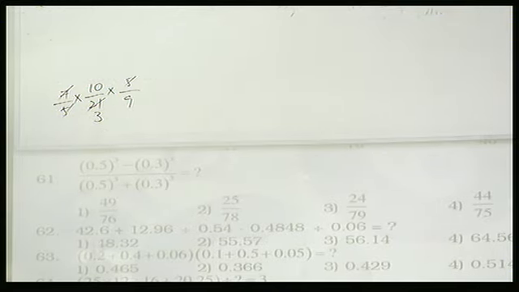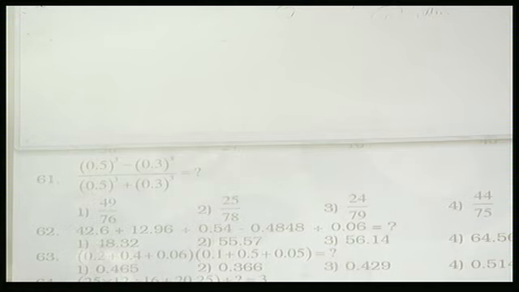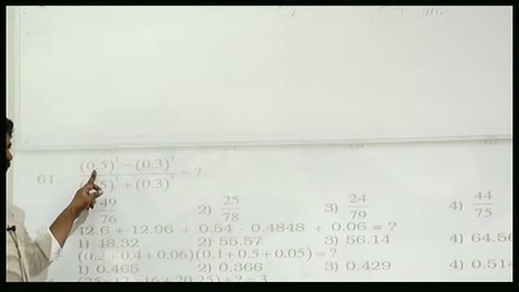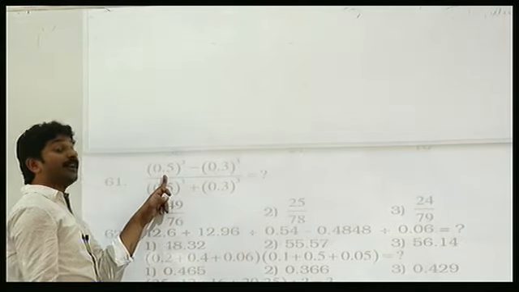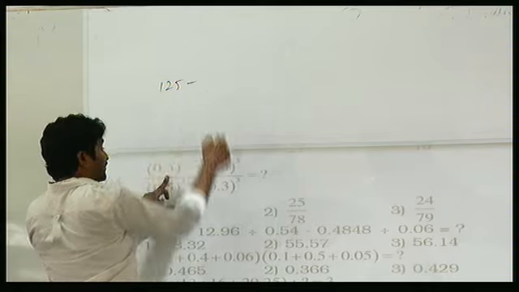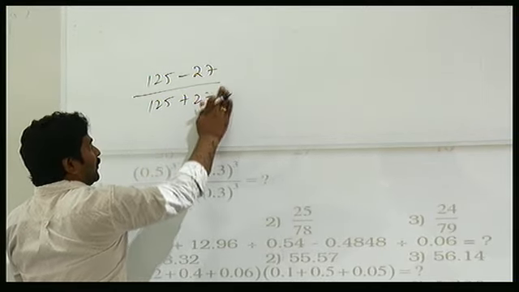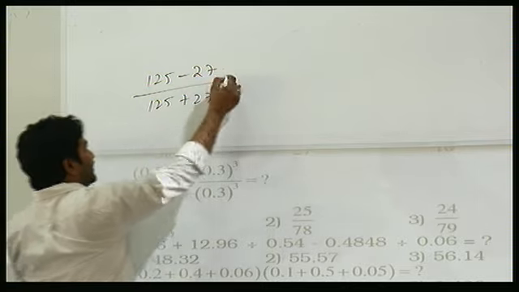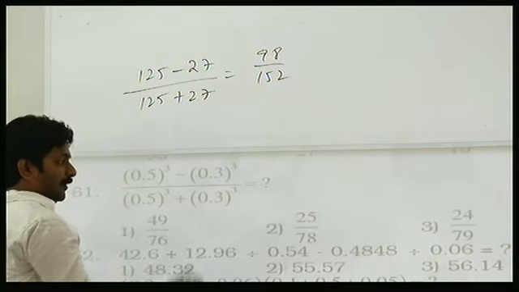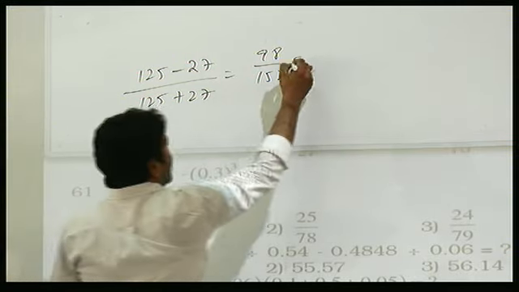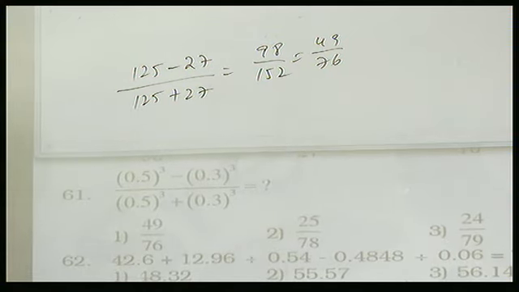Next 61. Let's multiply the numerator and denominator values with 10 cube. 10 cube, it becomes 5 cube, 3 cube. What is 5 cube? 125 minus 3 cube, 27, by 125 by 27. How much is this? 98. And how much is this? 152. Cancellation with 2 only, right? This is 49 and then this is 76. First option.